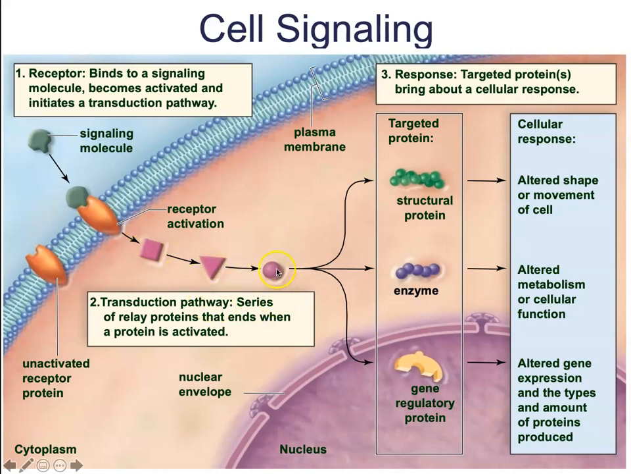Once we have gone down our transduction pathway, we're going to then activate a protein at the other side. This could be a structural protein, which would change the shape or cause movement of the cell. It could be to activate an enzyme to either speed up or slow down metabolism. Or it might be a gene regulatory protein. Maybe we need to upregulate a particular gene or downregulate a particular type of gene to produce more or less proteins.